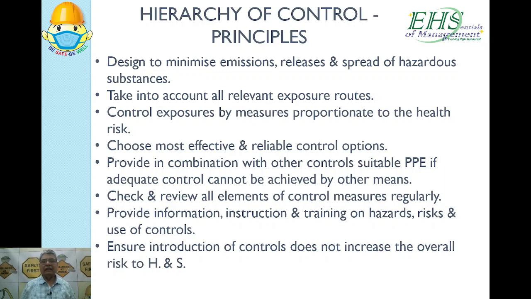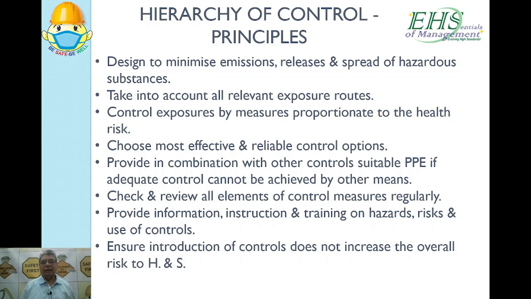Choose most effective and reliable control option. So there are 2, 3, 4 options, and you choose the most effective and reliable control. So provide in combination with other controls suitable PPE if adequate control cannot be achieved by other means. So already discussed that if some residual risk remains and if there is a need to create the barrier, then you have to supply the PPE. But before that, you have to see that you are doing maximum substitution activity, you are creating the highest amount of the engineering control and the administrative controls.